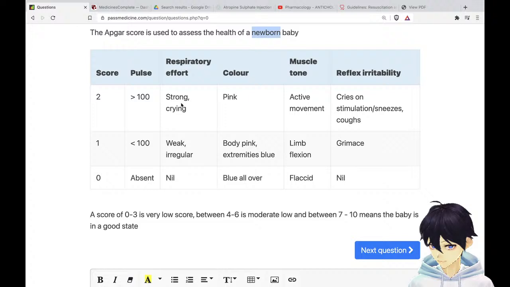Muscle tone, active movement, score 2. Limb flexion, score 1. Flaccid, score 0. Reflex irritability, cries on stimulation or sneezes or coughs, score is 2. Grimace, score of 1. No reaction, score of 0.